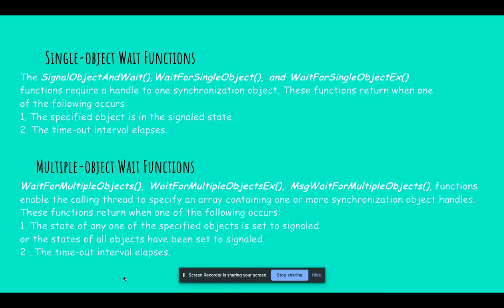Multiple object wait functions: WaitForMultipleObjects, WaitForMultipleObjectsEx, and so on. These functions enable the calling thread to specify an array containing one or more synchronization object handles. These functions return when one of the following occurs: the state of any one object specified is set to signaled, or the state of all the objects has been set to signaled, or the timeout interval elapses.